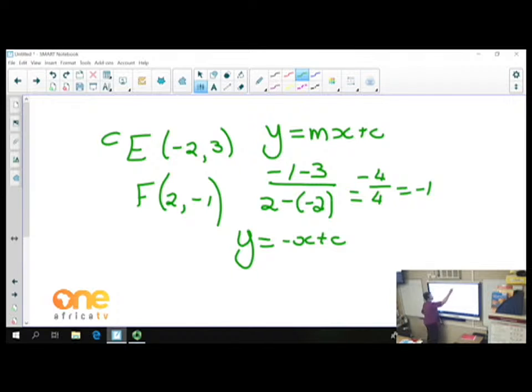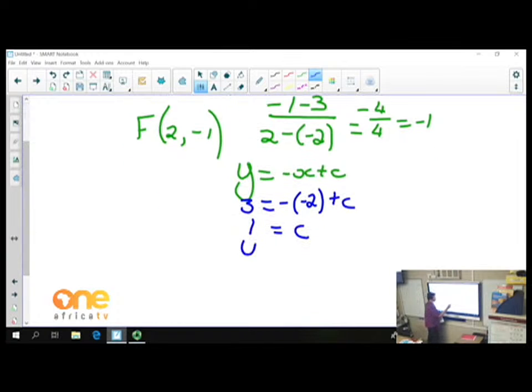Your choice. So if we substitute e in there, we will have 3 is equal to -2 plus c. So c then. If I take the 2 over, I change the sign, so that is why it is 1. So the equation here is y is equal to -x plus 1. I hope we are getting that correct now.